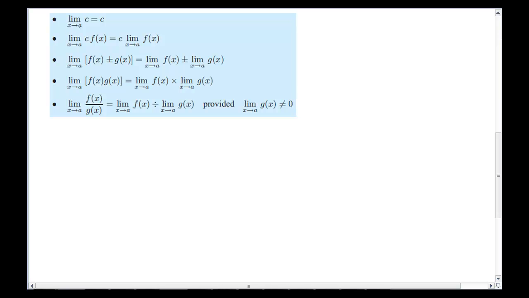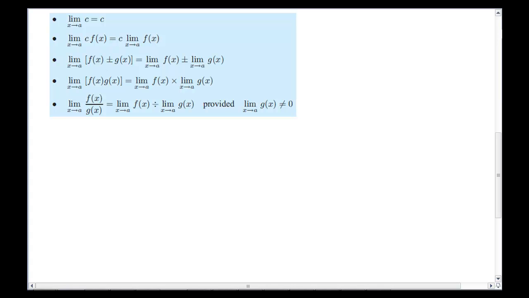If x is approaching a number a and the function is a constant, then the limit is that constant. It doesn't really matter what x is approaching. The limit will still be that same number, that constant. This next one shows that if we are multiplying a function by a constant, and we find the limit as x approaches a, we can just pull that constant out, find the limit of the function itself, and then multiply it by c.